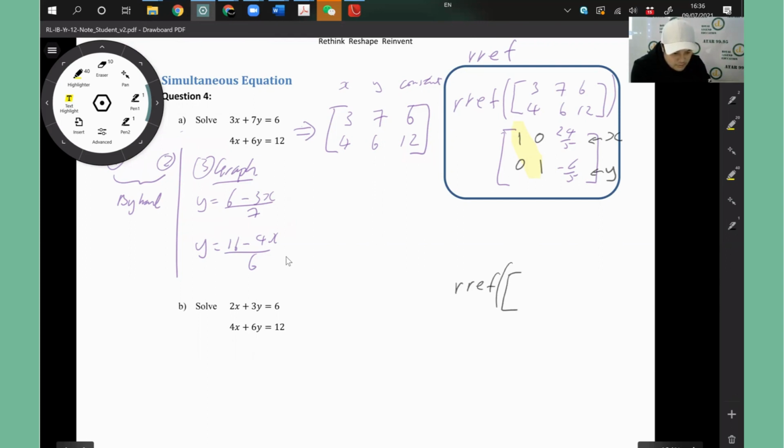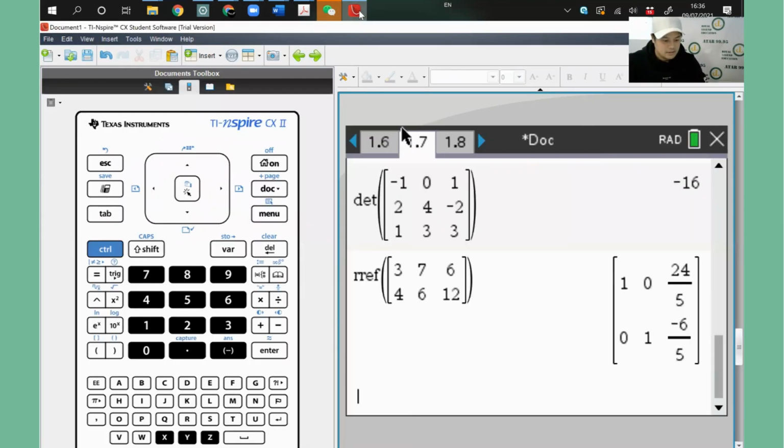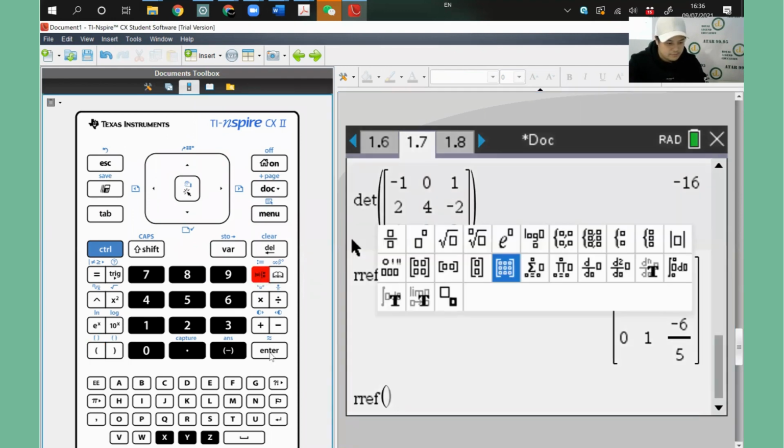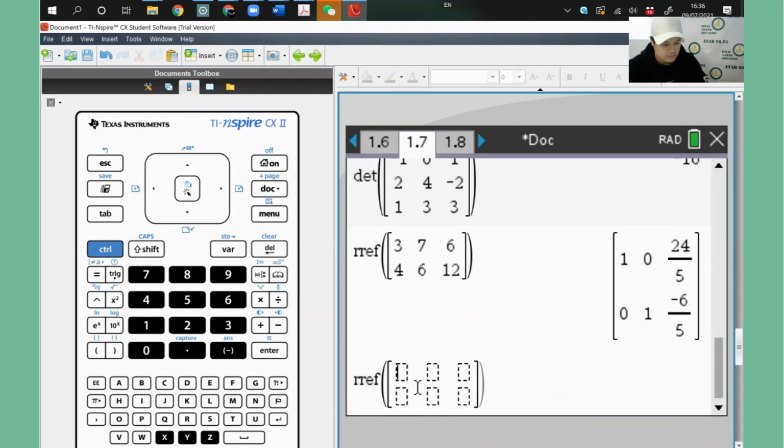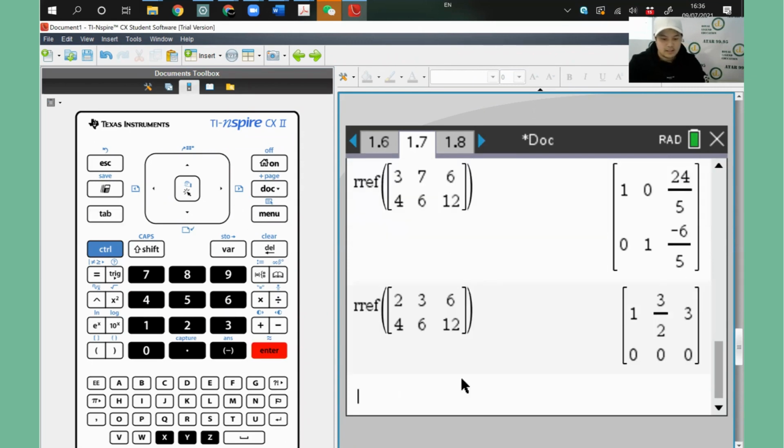And then I can put the matrix 2, 3, 6, 4, 6, 12. Put it in. What do you see? RREF, another 2 by 3. 2 tab 3 tab 6 and 4 tab 6 tab 12. Enter. I don't have identity. So what does it mean by that? Does it not work? It's not that it doesn't work. It's something different.